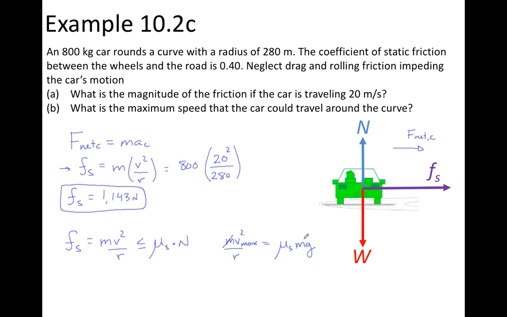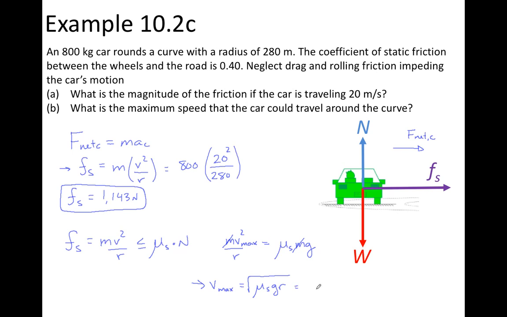The mass cancels out. That's important for engineers designing roads because you don't make separate roads for cars with different masses. A big semi-truck can round the same curve that a really small car could, provided that they had roughly the same mu s between the tires and the road. And if we rearrange this equation for v max, we'll need to multiply both sides by r, and then we'll need to take the square root.